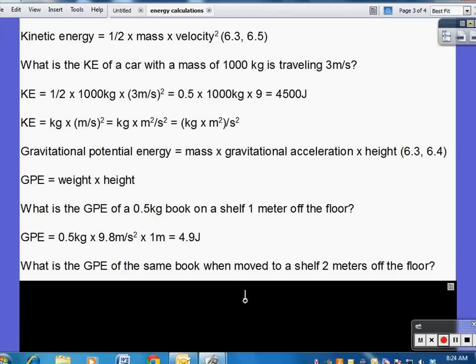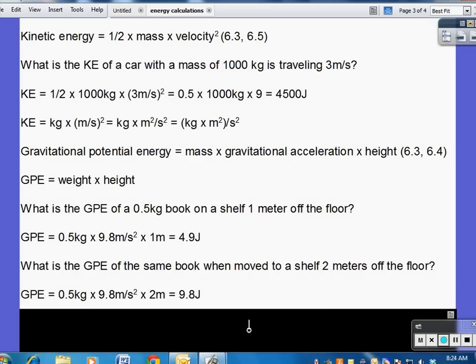So what would happen if we moved the same book to a shelf 2 meters off the floor? So I took it from the shelf 1 meter off the floor and I moved it up a meter. And so there we calculate GPE as 0.5 kilograms times 9.8 meters per second squared times 2 meters, which gives you 9.8 joules. And in this case, the book now has double the potential energy, which makes sense. But one thing I want you to think about is, where did that energy come from? It seems to have picked up 4.9 joules of energy. Later we'll learn conservation of energy tells us something must have lost 4.9 joules of energy. So what is that?